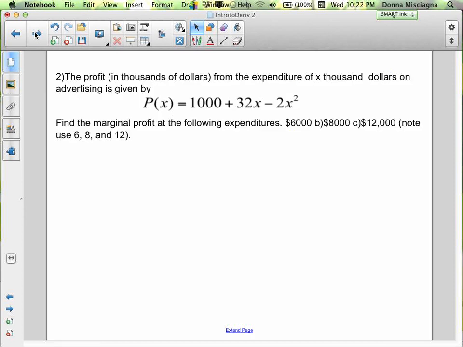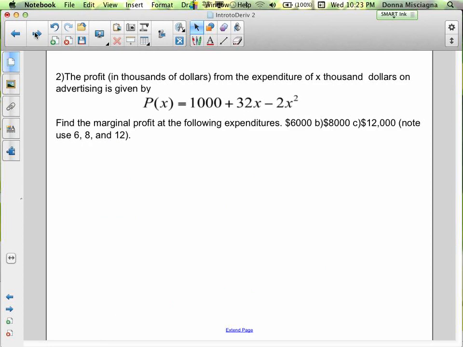All right, so I think actually we have maybe three. The profit in thousands of dollars from the expenditure of X $1,000 on advertising is given by P of X equals 1,000 plus 32X minus 2X squared. Find the marginal profit at the following expenditures: 6,000, 8,000, 12,000.